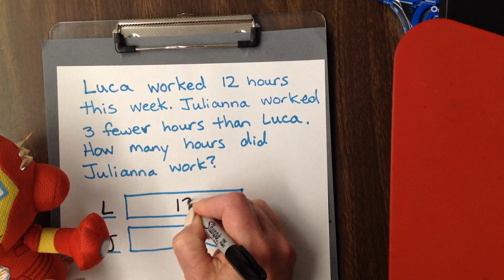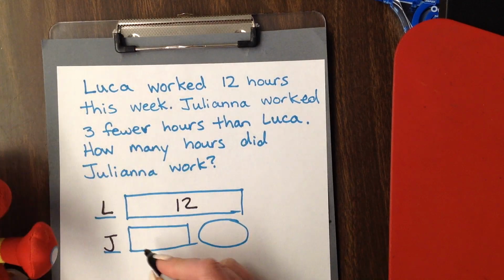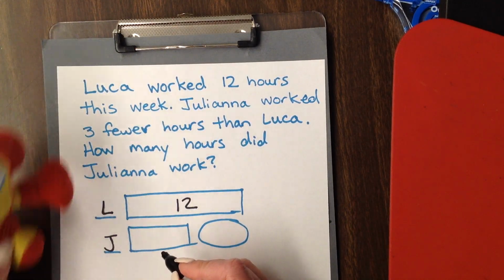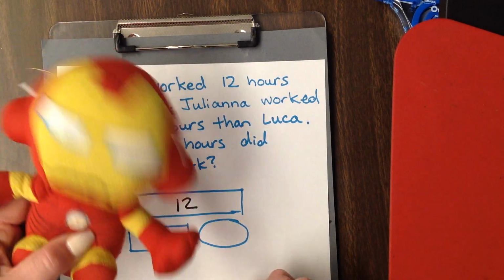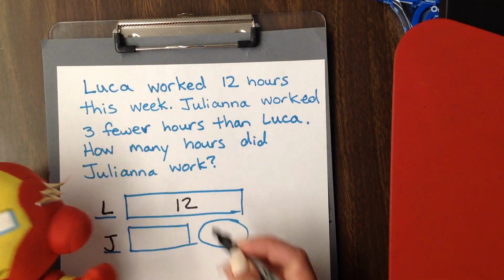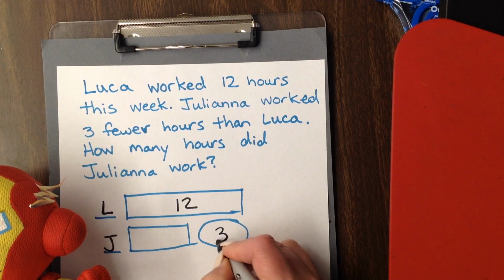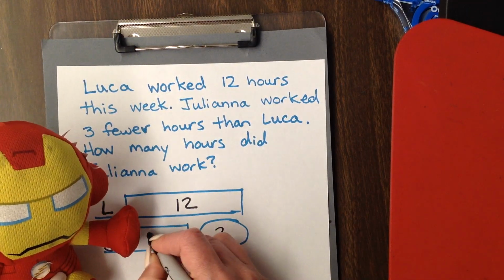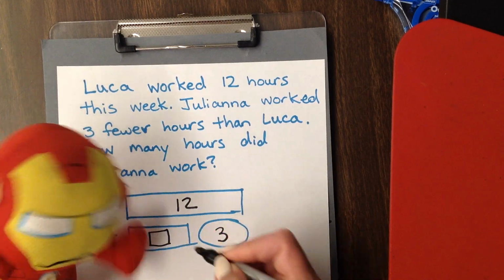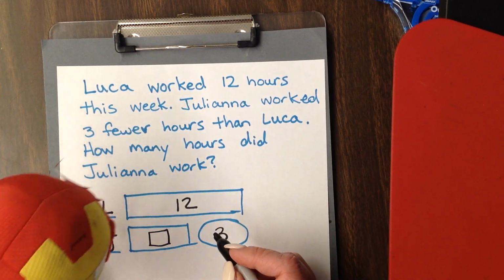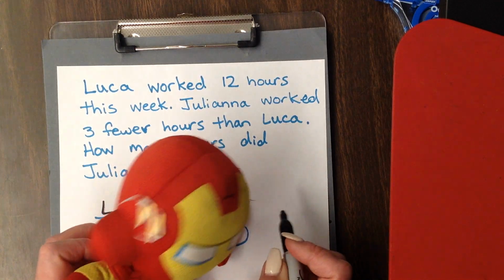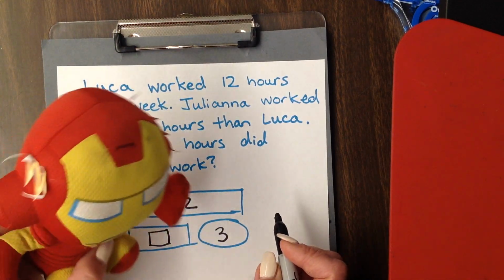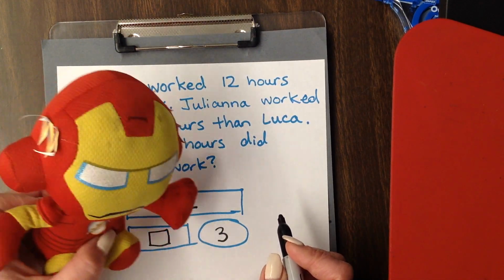Okay. So do I put the 3 right here with Juliana? No! That's fewer hours. That's your compare number. So you got to put it there. Oh, got it. That's my compare number. So now we're going to put an unknown number box right there. And now we got to figure out what the partner is to 3 to make 12. So we got to figure out how many more 3 needs to make 12.